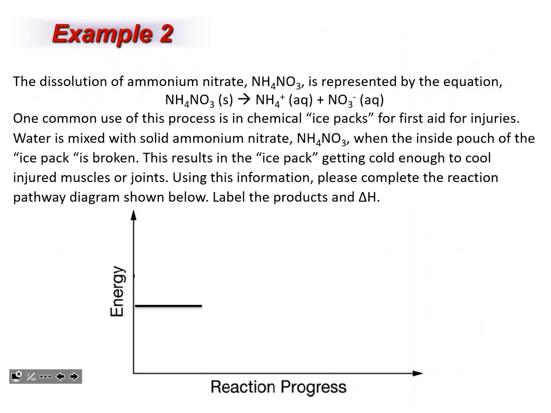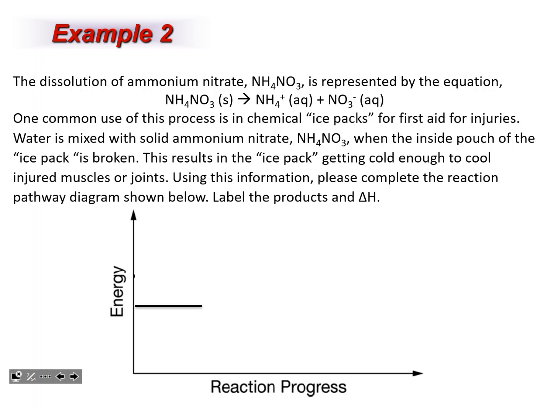All right. Now, they like to have you draw them in the free response too. And usually they'll give you some kind of starting off point like here. So the dissolution of ammonium nitrate, NH4NO3, here breaks apart into its ions. This is how the ice packs are created. So water is mixed with the ammonium nitrate and then it starts to feel cold. It's getting cold and then you can put it on your injuries or your sore muscles.